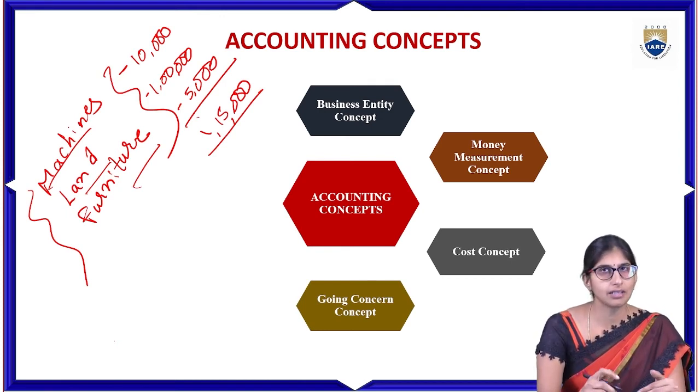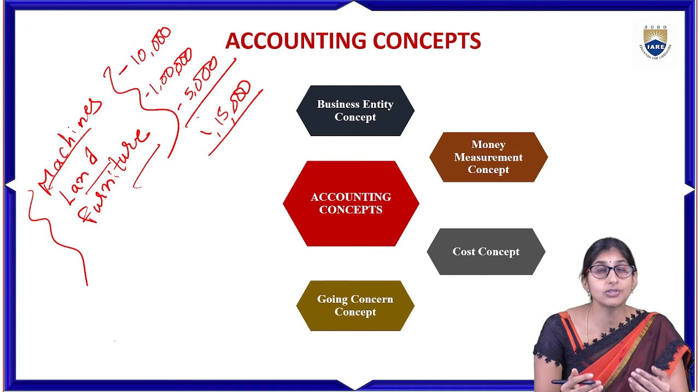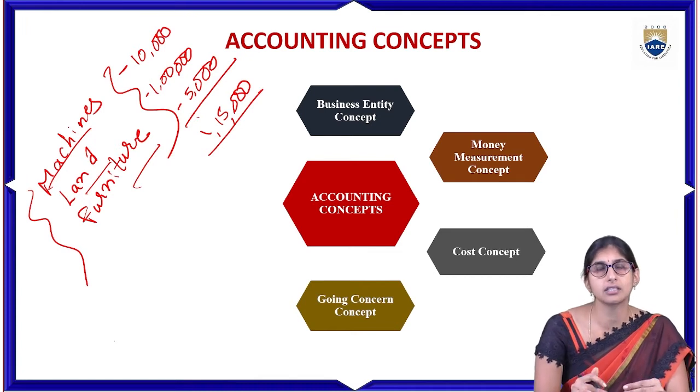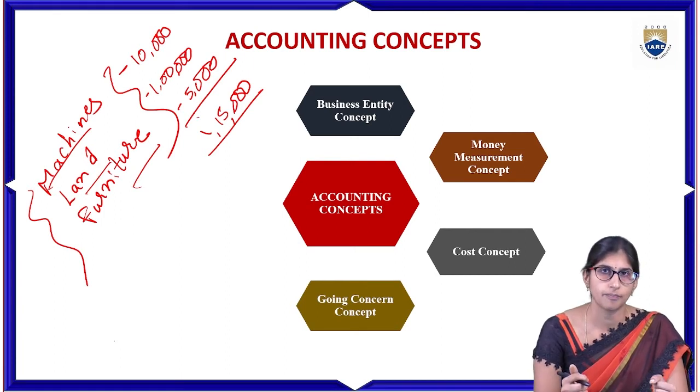Okay. So these are the fixed assets which I have taken as an example. Machines, furniture and land, all these three have some value in them, that is worth 1,15,000. So the owner is going to get this amount of rupees as capital when he starts the business.